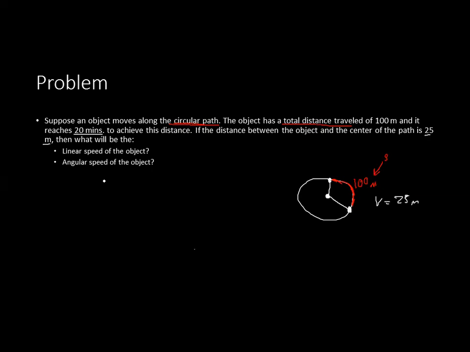So what would be now the linear speed? Let's start first with the linear speed. I think you already know what to do with this one. You're going to use this formula, where S is the arc length, remember. Here, your arc length is 100 meters, all over the time it takes to reach that destination, which is 20 minutes. So this is 5 meters per minute, and that is your answer. It's easy actually.